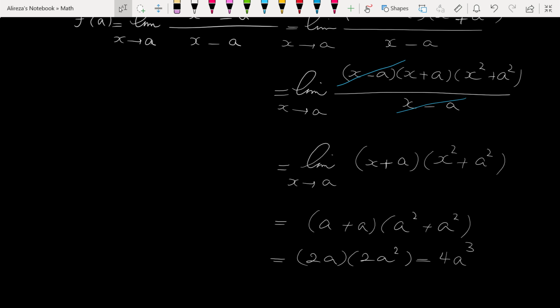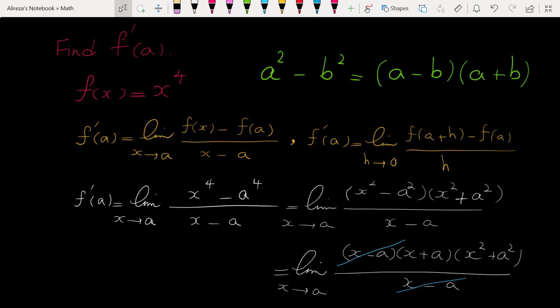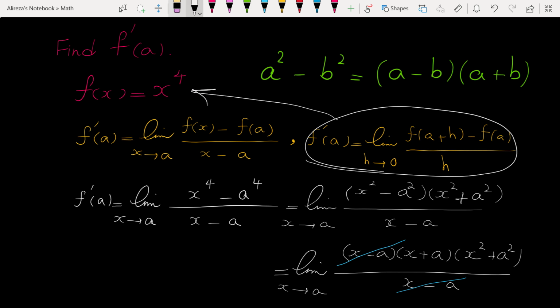If you know the power rule for derivatives, probably you know that the derivative of x to the 4 is 4x to the 3. So f prime of a is 4a to the power of 3. Now let me show you how you can use this formula for finding f prime of a for this function.